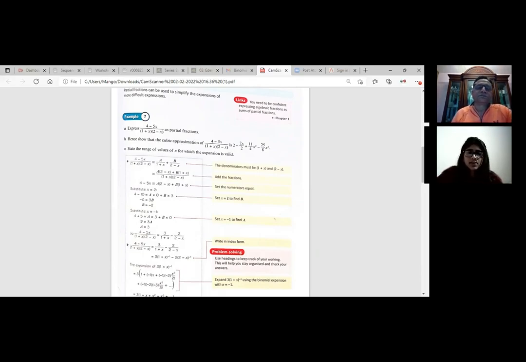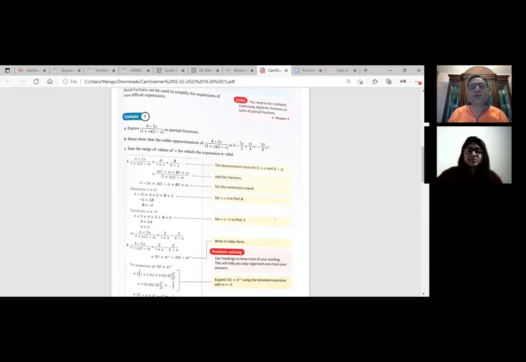And then part B is show the cubic approximation for (4 minus 5x) over (1 plus x)(2 minus x) is 2 minus 7 over 2 x plus 11 over 4 x squared minus 25 over 8 x cubed. Correct. So they are saying, see the wordings. They are not telling you to apply binomial theorem anyway. You get the idea.